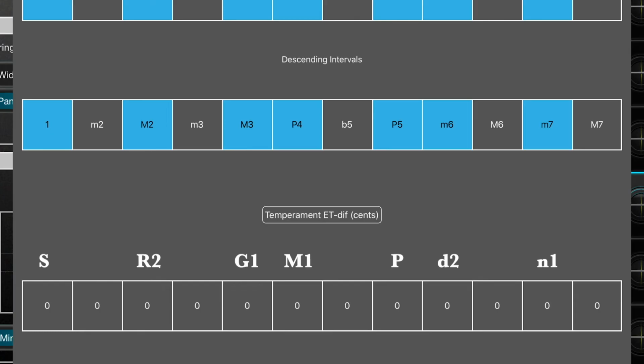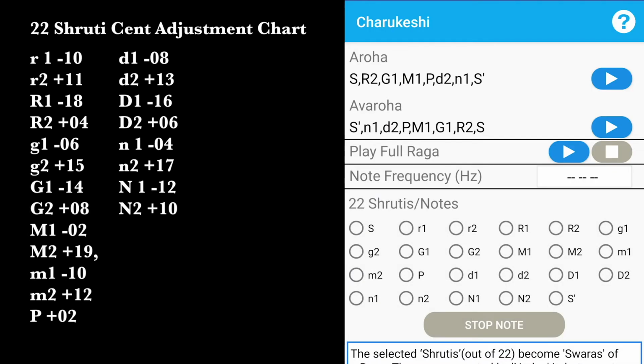Now I'm going to go back to the chart that we looked at earlier in this chapter, and I'm going to see what exactly the adjustments are that we need to make, so that I can make them using the options that I have on this app. On the left of the screen, we have the 22 Shruti cent adjustment chart. This chart shows us how many cents we'll have to add or subtract to an equal tempered scale to ensure that all of the notes are playing at the right pitch.